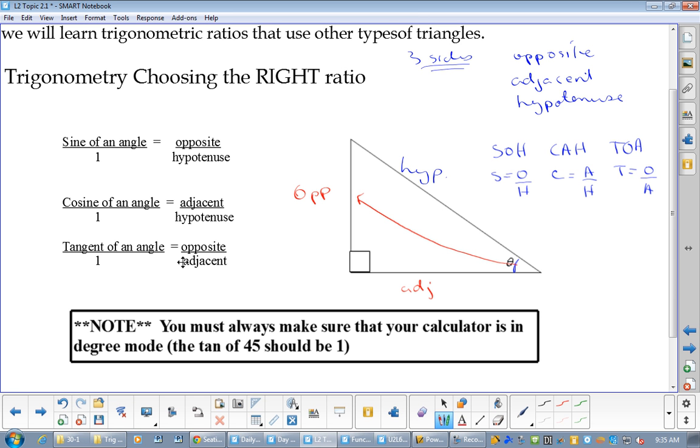Now, this is a lot to take in at one time. There's a lot of stuff you have to know how to do here. First of all, you've got to know your 3 sides. You've got to label your 3 sides. And you've got to know your 3 formulas. Okay? I don't even know, are they on the... They might even be on here. Yes. Trig ratios right there. SOHCAHTOA. Right here. Okay?